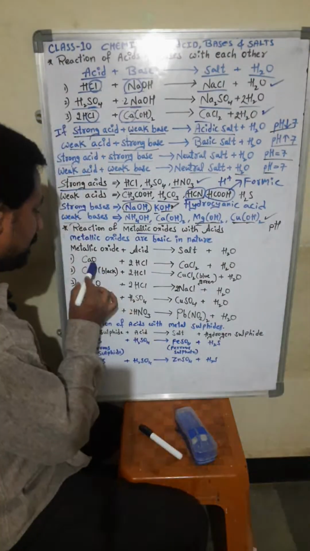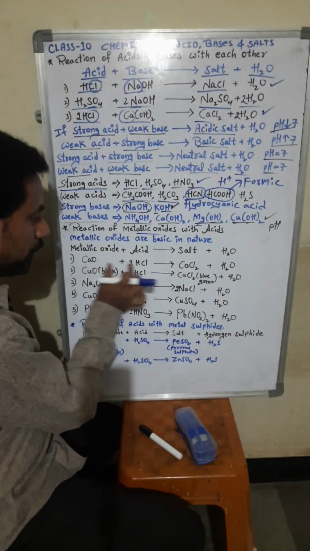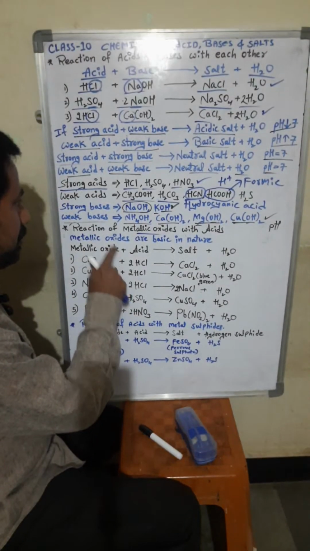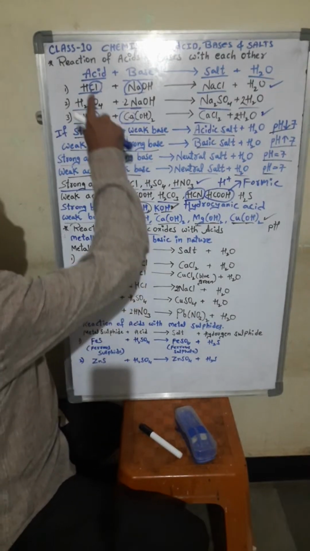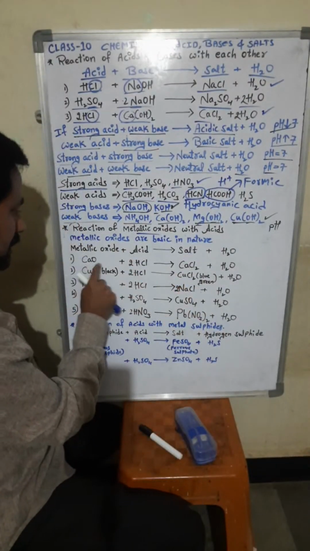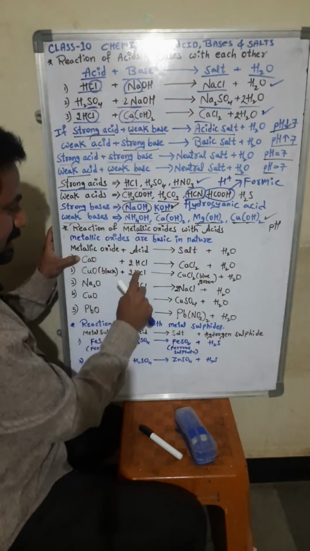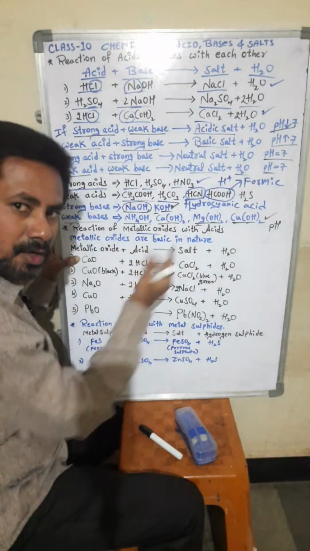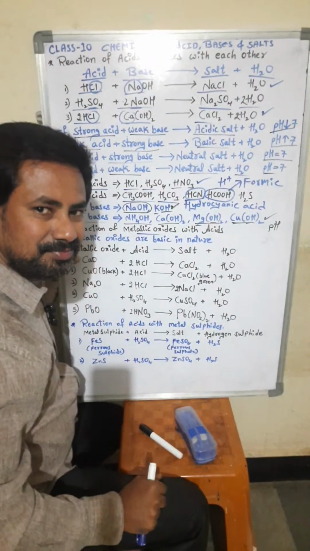Base. So which are basic in nature, students? Metallic oxides. These are going to react with acid. What will form? See, acid plus base, salt plus water. Okay. CaO is a base. HCl is acid. So metallic oxides all are bases and they are reacting with acids. What will form? Salt plus water. Is it clear?